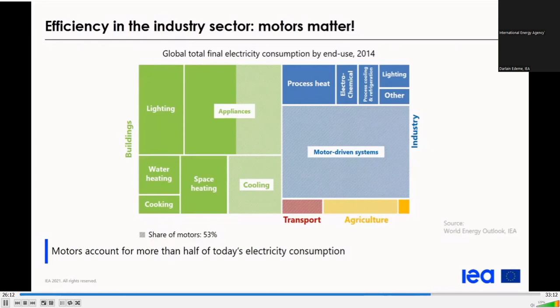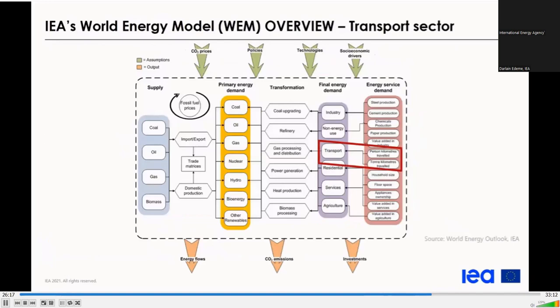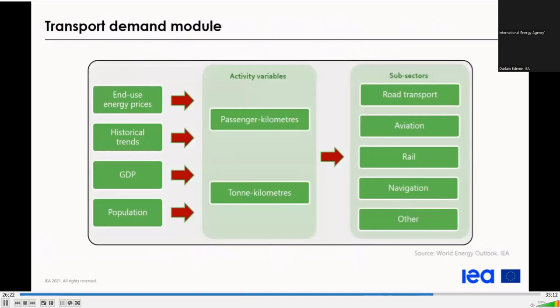Moving to the transport sector. So when it comes to transport, we again need to disaggregate. So we know that there is transport on roads, aviation, rail, navigation. So these will be our disaggregated subsectors. And we will look for activity variables that will depend on whether we're looking at passengers or goods. As usual, we have socioeconomic indicators as inputs of the model, including population, GDP, and historical data.